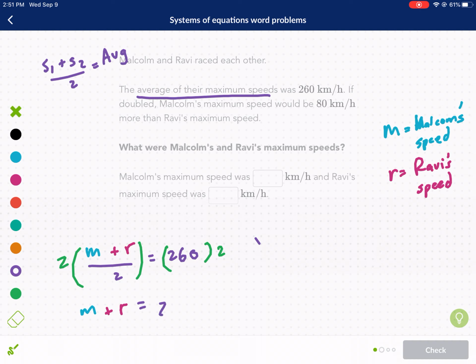260. What color am I using? Okay. So, no, not 260. I just said this. 520. All right. We have one equation. We're good, okay? But we have two variables. We need a second equation.